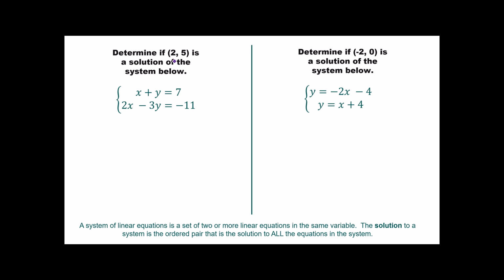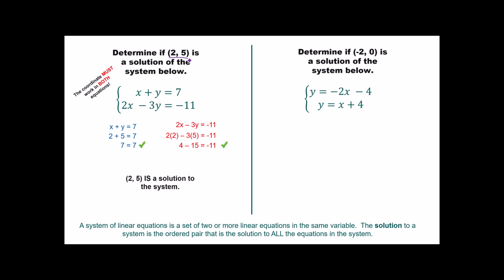Sometimes you might be asked to determine if a point is a solution to the system. Just keep in mind that the solution to the system is the coordinate that makes both of them true, which means I need to take the first equation in the system, plug in the 2 and the 5, and verify that it works. I need to take this second equation in the system, plug in the 2 and the 5, verify that it works. And as long as it works in both, then we would say, yes, it is a solution to the system. It's important to remember that if it works in one, that is insufficient. It has to work in both.